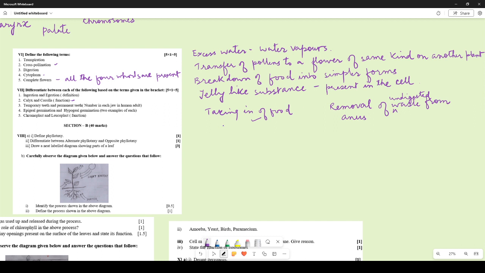Calyx and corolla function. Calyx performs photosynthesis, whereas corolla attracts insect. I have given them marks. If someone has written calyx protects the flower in its bud stage, corolla protects the reproductive parts, then also I have given them marks because they represent the function. Temporary teeth and permanent teeth. Many of you have written it.